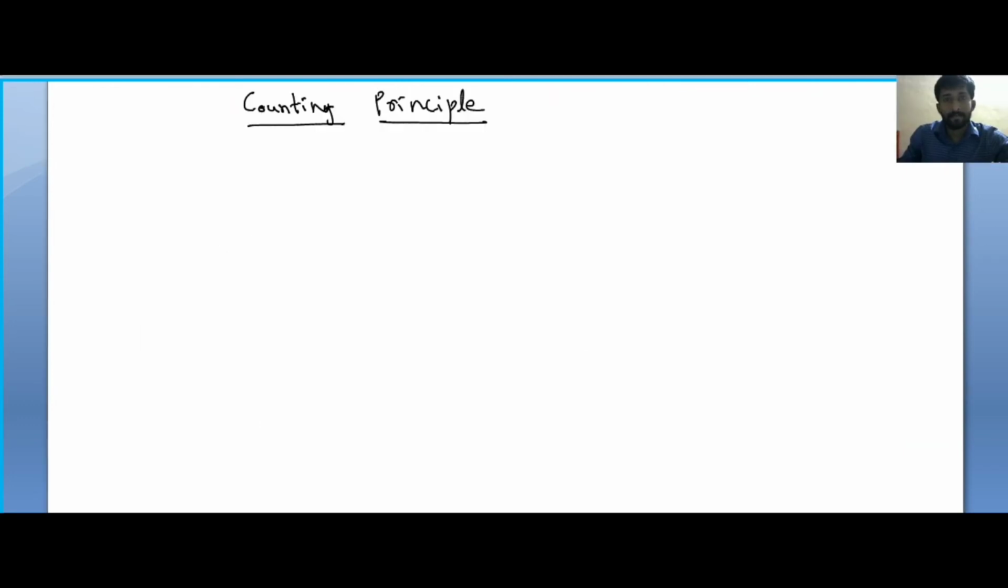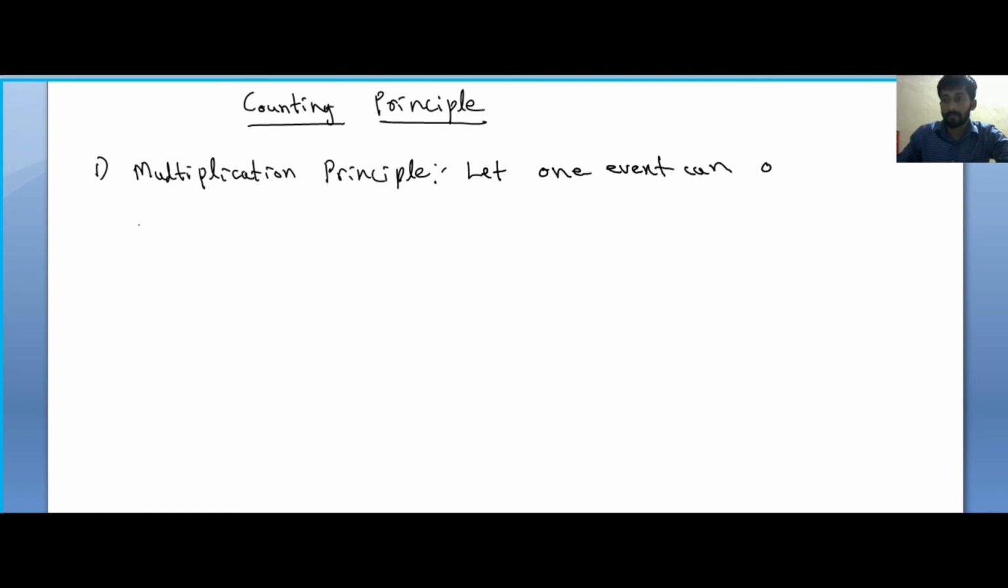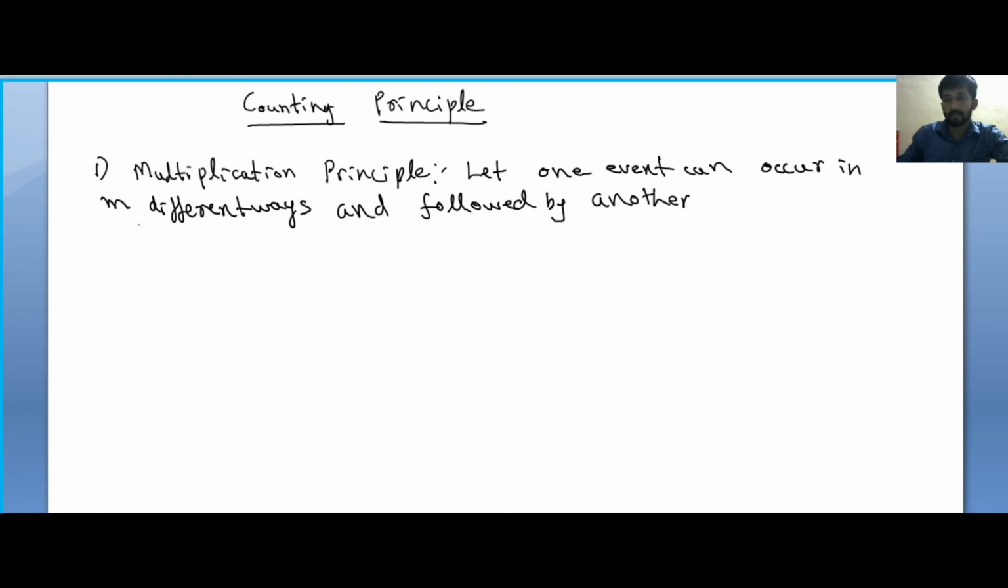Our next concept is the counting principle. There are two types of counting. First, I'm considering the multiplication principle. Let one event occur in m different ways, followed by another event that can occur in n different ways.